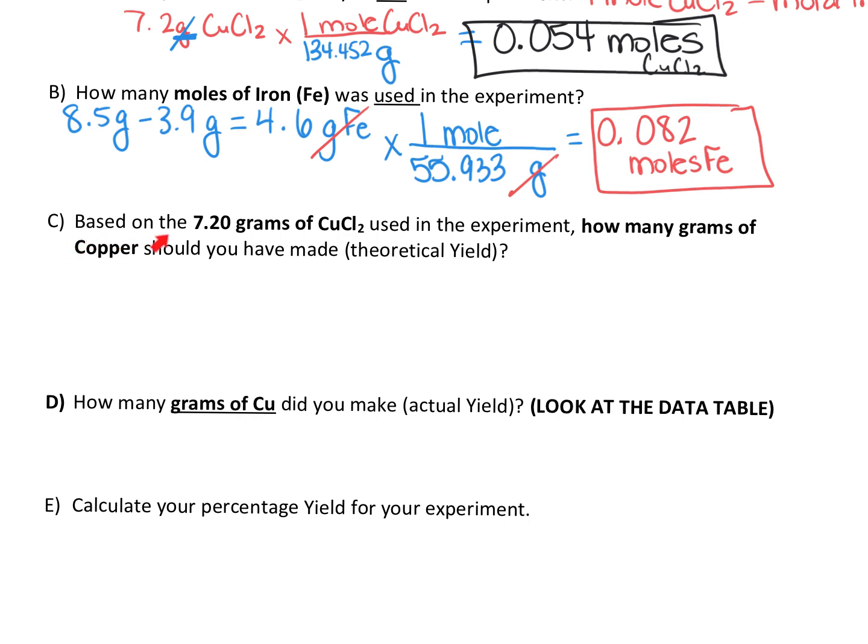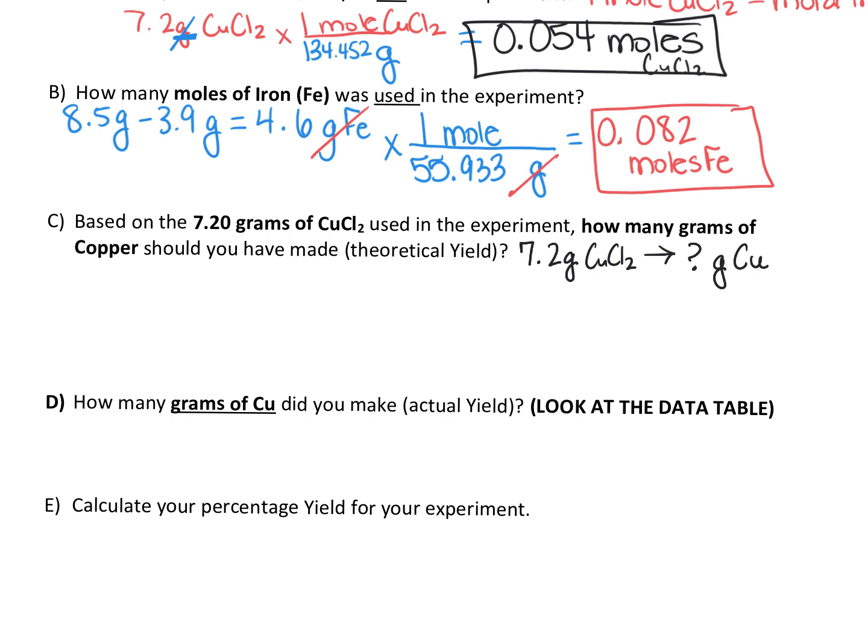Now, on letter C is when we really get into stoichiometry. It says based on 7.2 grams of copper chloride that were used in the experiment, how many grams of copper should you have made? So this problem is asking something a little more complicated. I am starting with 7.2 grams of copper chloride, and we want to know how many grams of copper we should have made. There are a few different relationships we're going to need to use here.